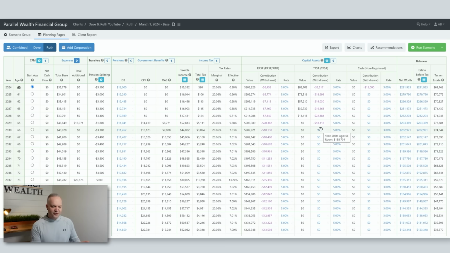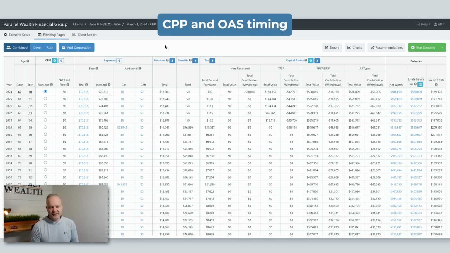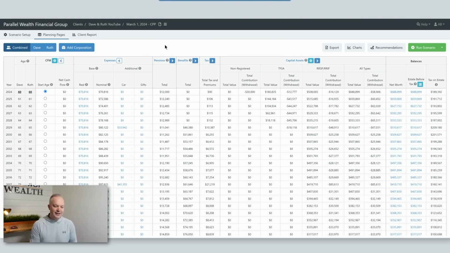So make sure you have your starting point. What are we working with from square one? Once we have the default, the first thing you want to consider is CPP timing. When does it make the most sense to take both CPP and Old Age Security? CPP will have a bigger impact, so let's look at the impact for Dave and Ruth YouTube of taking their CPP at 60, 65, and 70. Now, at age 65, which was the default we built, you can see they're after tax.